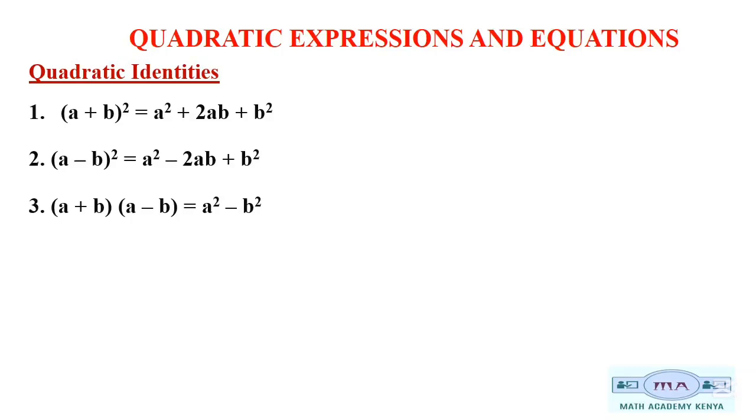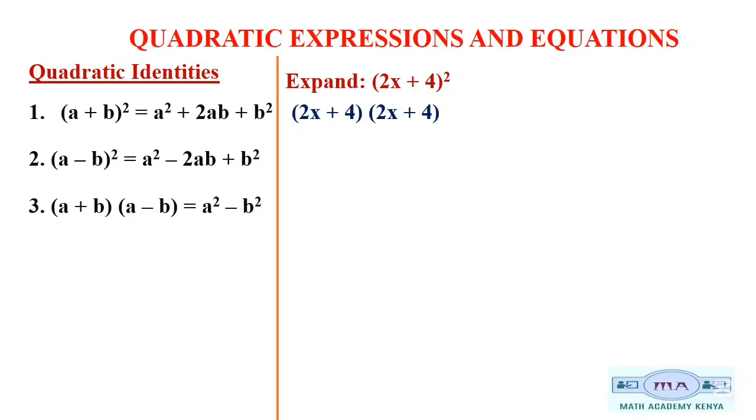So I want us to do a sum. We are going to use the long method of expansion, then we are also going to employ quadratic identities and see, are we still going to arrive at the same answer or not? So for example, I want us to expand 2x plus 4 into bracket squared. Basically, 2x plus 4 into bracket squared means 2x plus 4 multiplied by 2x plus 4.